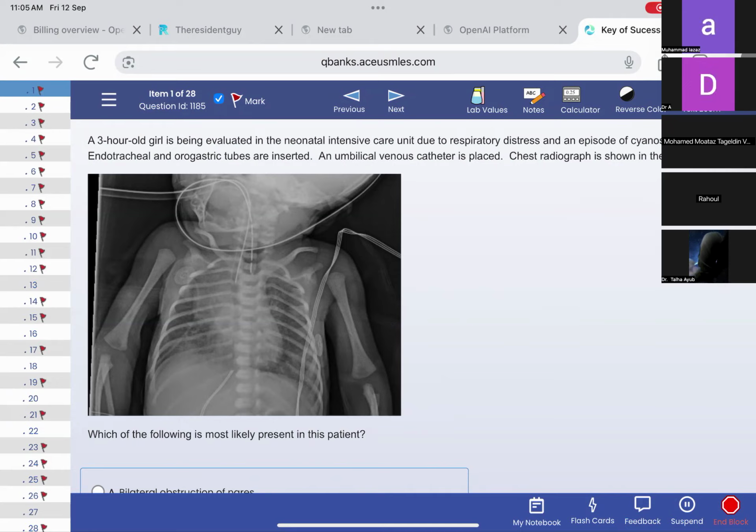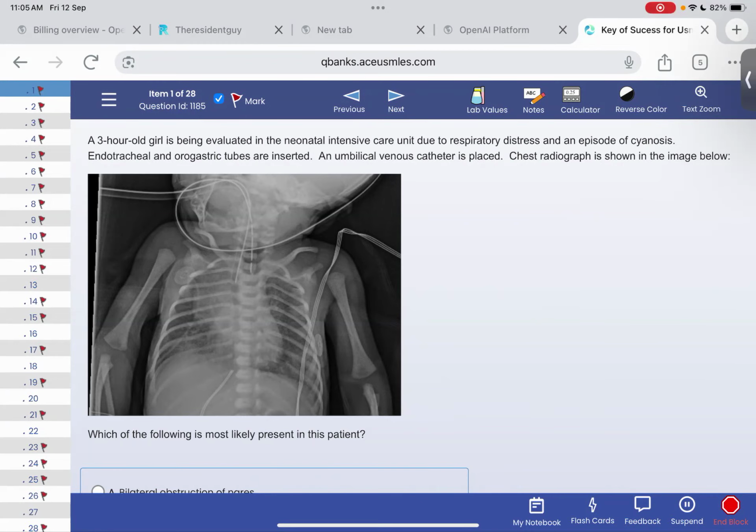Okay, thanks, sir. Chest radiograph is shown in the image below. A 3-hour-old girl is being evaluated in the neonatal intensive care unit due to respiratory distress and an episode of cyanosis. Endotracheal and orogastric tubes are inserted. An umbilical venous catheter is placed. Chest radiograph is shown in the image below. Which of the following is most likely present in this patient?